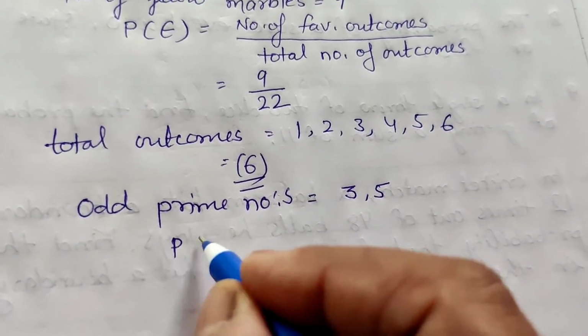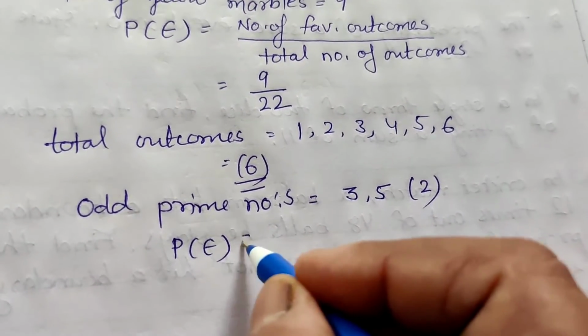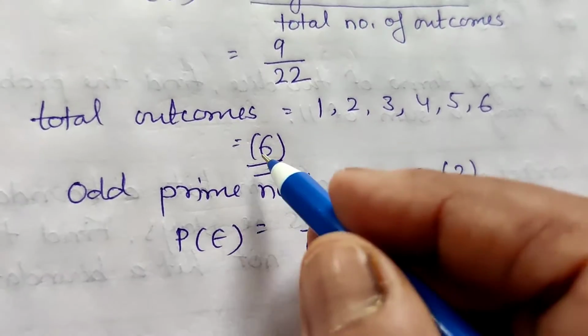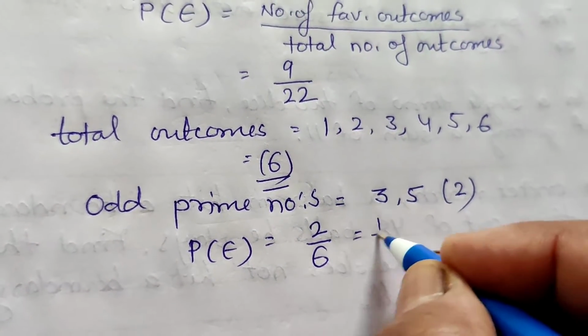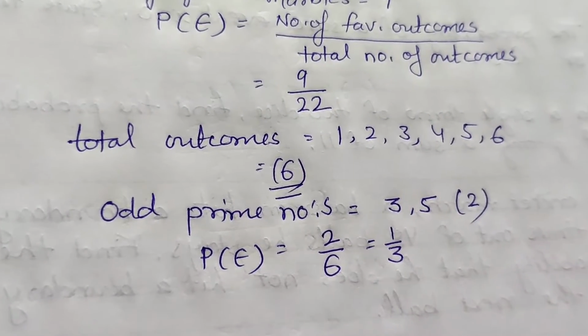The probability of odd prime numbers, these are the 2. The odd prime probability 2 by 6. Favorable outcomes are 2 and the total 6. It is equal to 1 by 3. Okay, now question number 3.